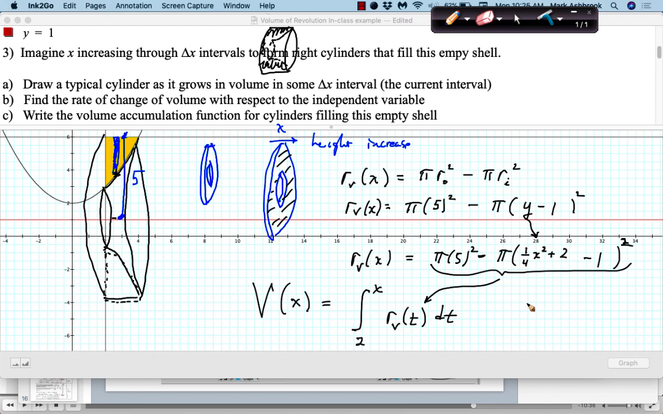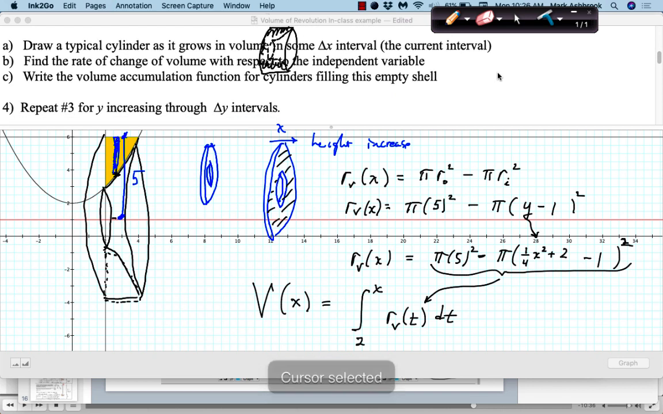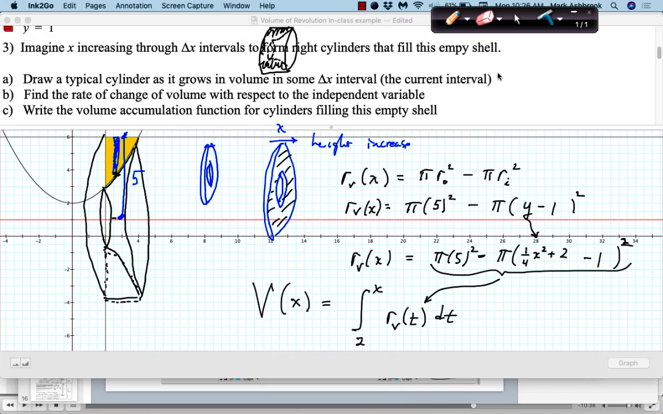All right, now we're going to let y change through delta y intervals. Same region, the yellow region, same rotation around the line y equals 1, but now let y vary through delta y intervals, and start again. Same thing, right? Draw a typical, do number 3 again, as y increases through delta y intervals. If you have a question on this number 3 that we just did, catch one of us as we work around. But if you're good on that, then redo number 3, y increasing through delta y intervals.